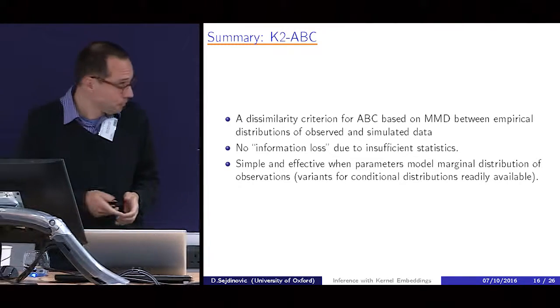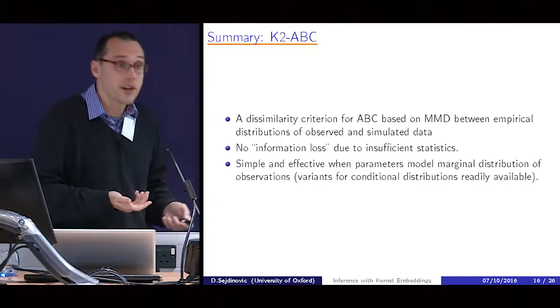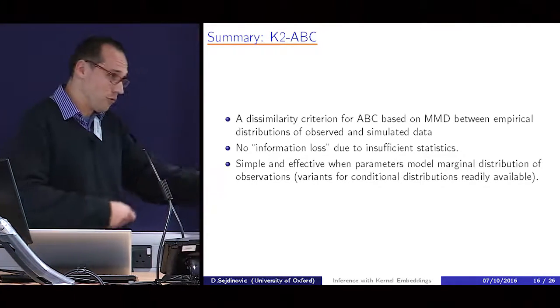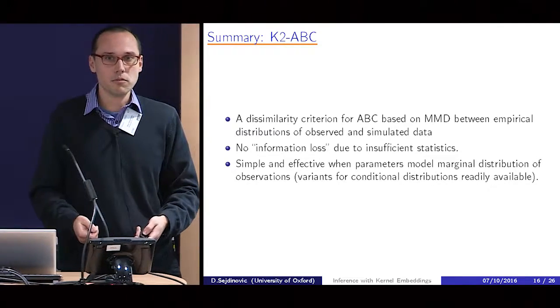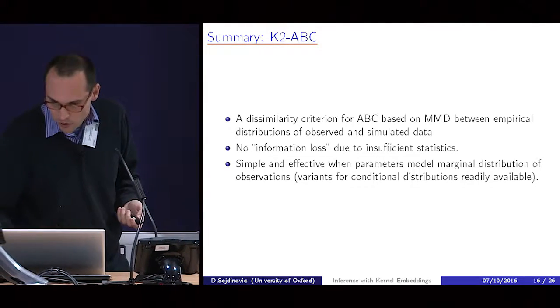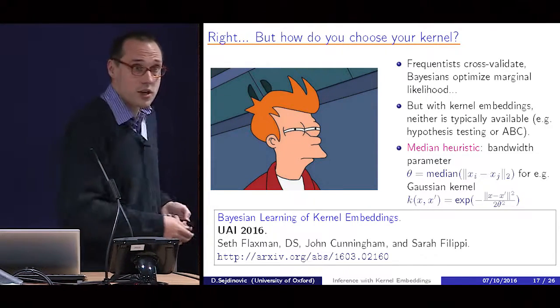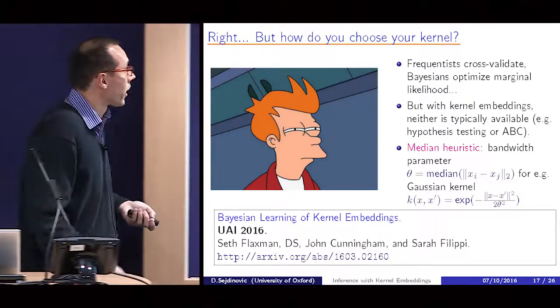And moreover, I didn't tell you anything about where that kernel came from, right? I said you don't have to choose summary statistics, you just use this kernel method, but then how do we choose the kernel? That's what the next part of the talk is about, because you will rightly be suspicious at this point of the method. Where did the kernel come from?